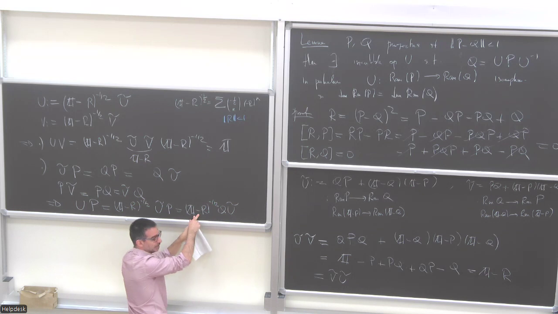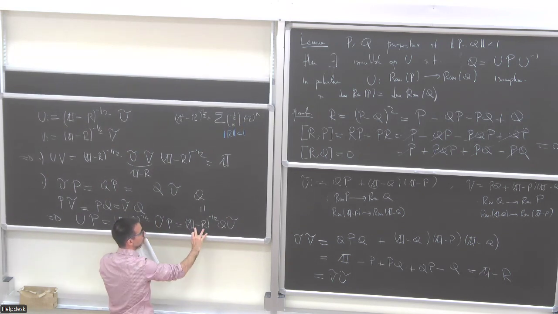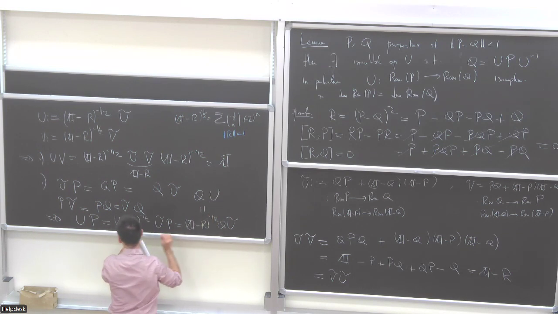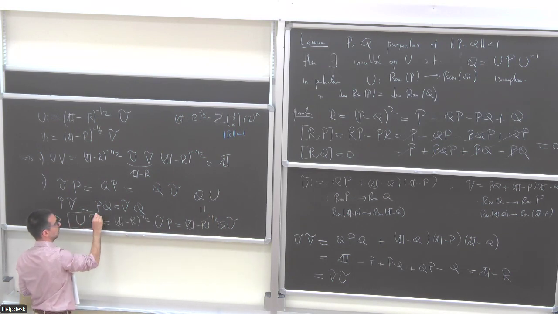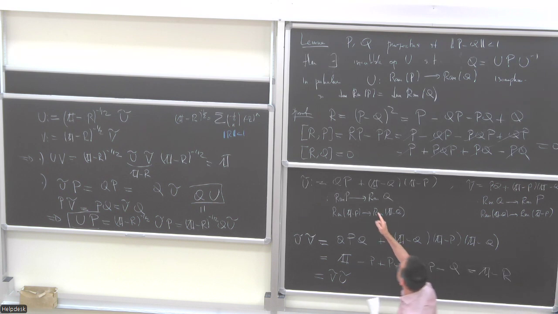Q and this object commutes. And so at the very end, what is this? This is Q applied to (1 − R)^(-1/2), which is U. This is QU. And so you see that U conjugates the two projectors. And so this proves the lemma.